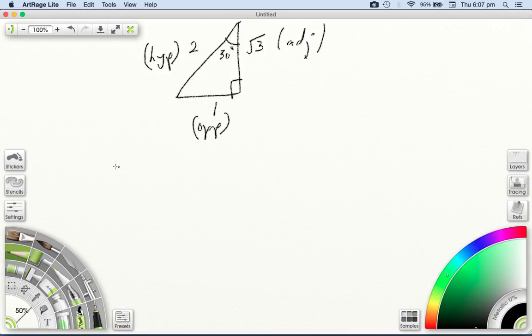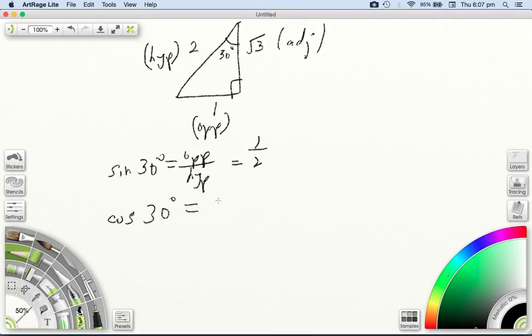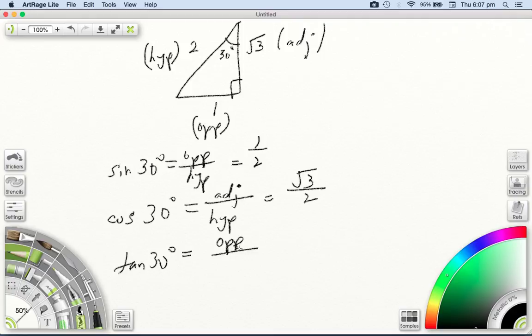So, what's sine 30? Well, sine 30 is opposite over hypo. That's 1 over 2. What's cosine 30? Well, that's adjacent over hypo. That's root 3 over 2. And what's tangent 30? Well, tangent 30 will just be opposite over adjacent. And opposite over adjacent will be what? 1 over root 3.